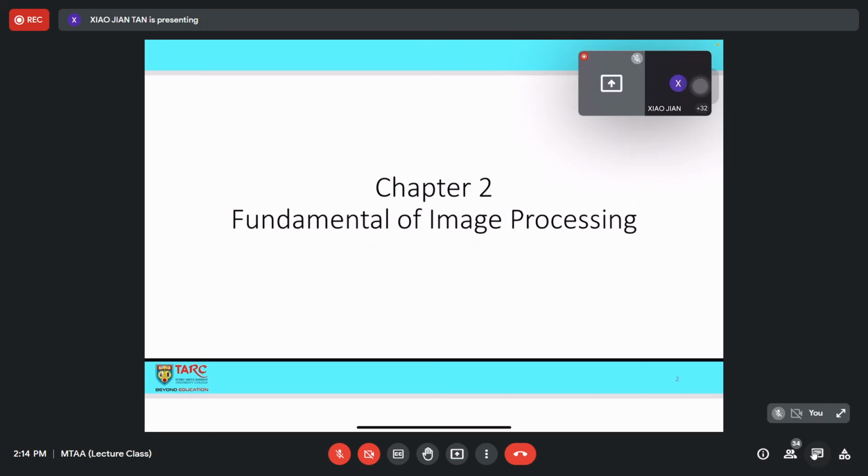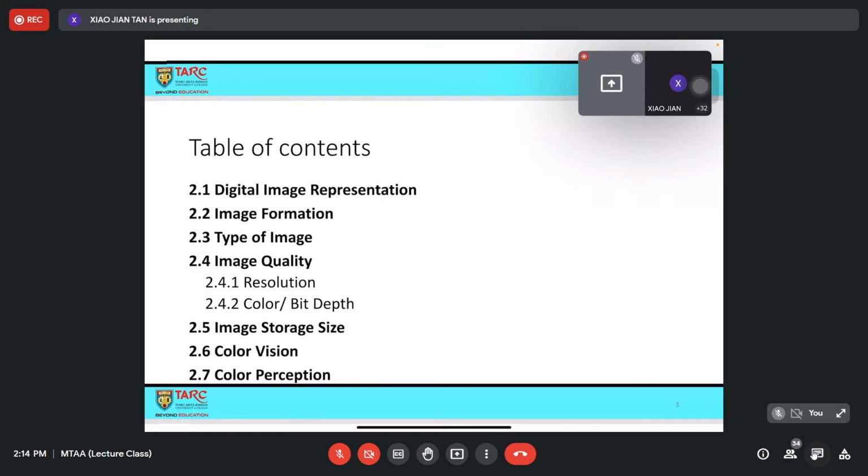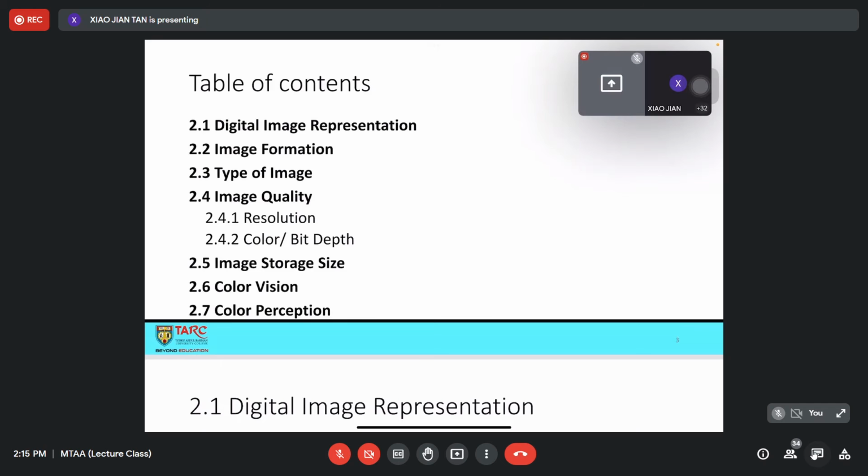For chapter two, we will learn the fundamentals of image processing, typically how an image is formalized, what is a pixel, black and white, color images, the RGB. So this would be the table of contents. Digital image representation, image formation, types of image, image quality, which is the resolution that we mentioned just now, the image storage size, color vision, color perception.